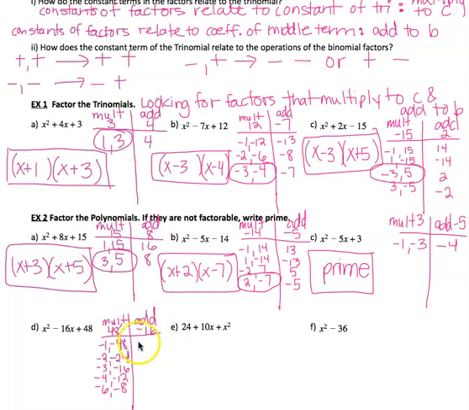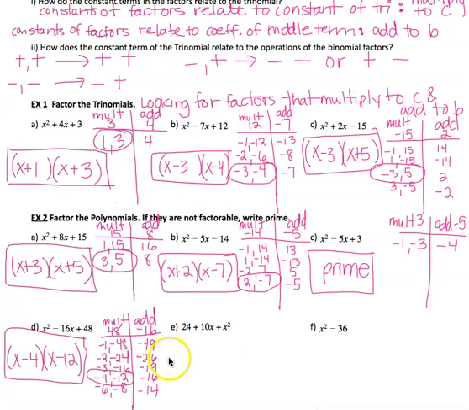So now I look, what do they add to? Negative 49, negative 26, negative 19, negative 16, negative 14. So I was looking for the ones that added to negative 16. So these are my winners. So x minus 4, x minus 12. And again, as I said earlier, the order is not important. So if you did x minus 12 times x minus 4, that's the same thing, okay? You don't have to change your answer or anything.